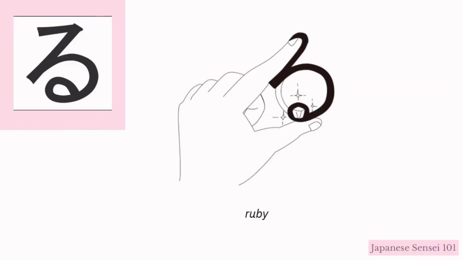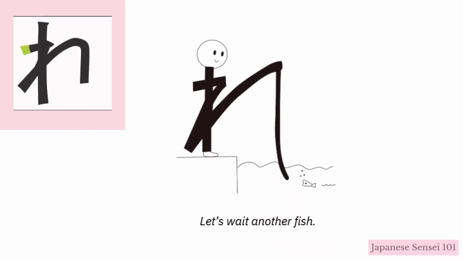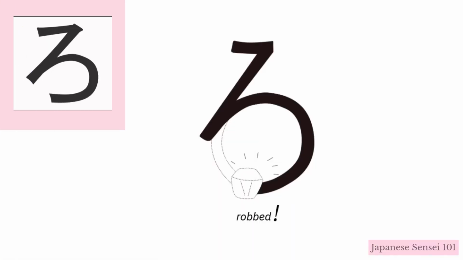る、る、 Imagine that the character ru looks like a ruby gem embedded in a ring. れ、れ、 Imagine the fisherman is waiting for another fish, which sounds like ray in ready, to catch the next one. Just like how he holds the fishing rod, the shape of re bends like the line going into the water. ろ、ろ、 Imagine that the character ro represents a ruby gem that has just been robbed. The round shape of the character can be seen as the ruby itself.